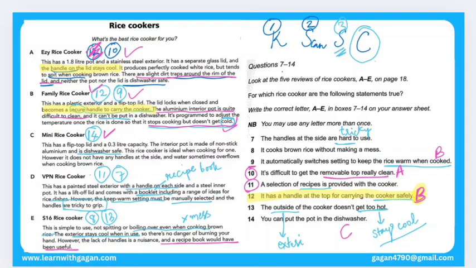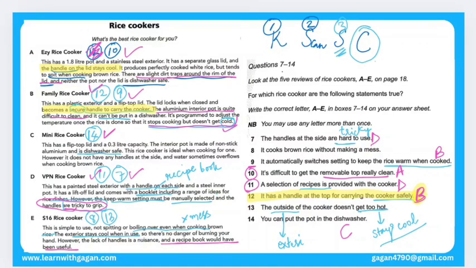So for 11, we clearly know it is VPN rice cooker, because a booklet with range of ideas for rice dishes is provided with VPN rice cooker only. So for number 11, we'll say D. Next, let's confirm 7th. The handles at the side are hard to use. It's clearly mentioned. The handles are tricky to grip in D, that is VPN rice cooker. So we'll mention D for 7th.